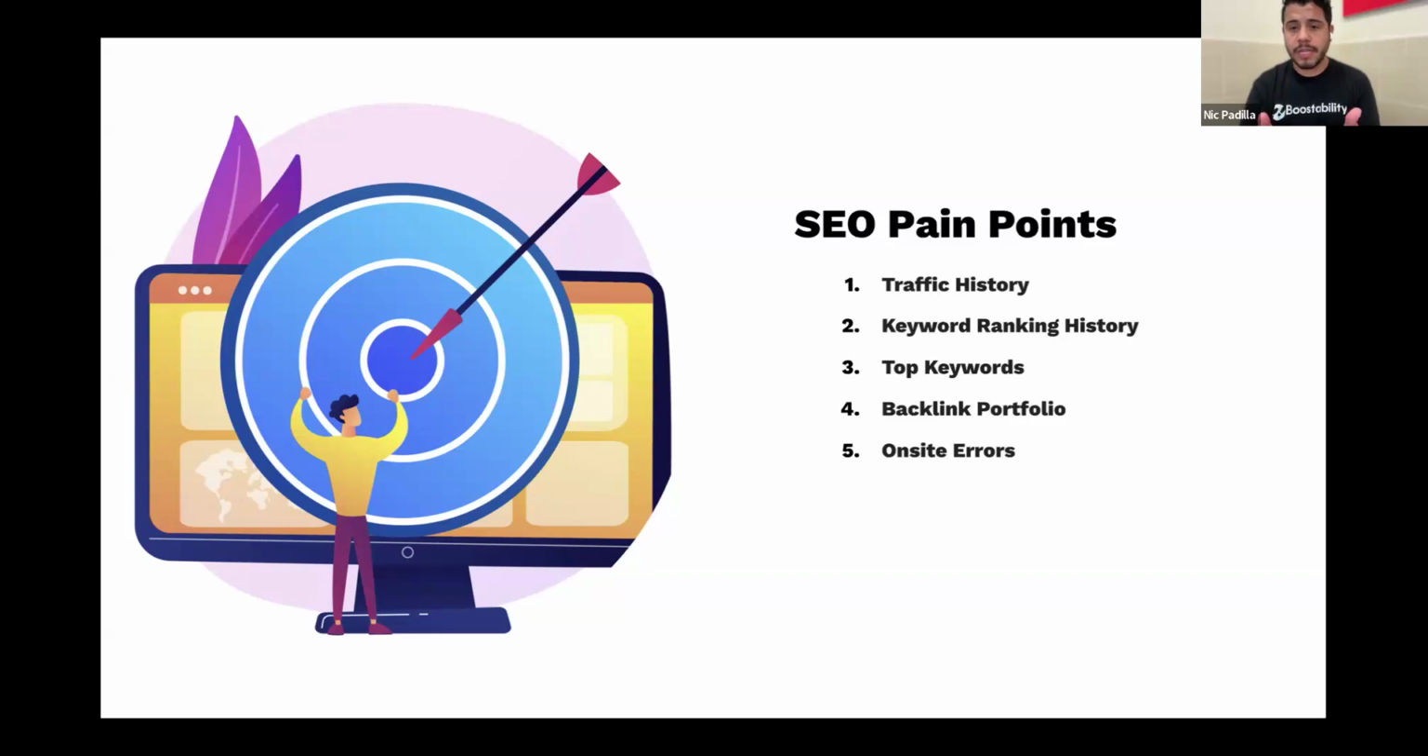The pain points that he's looking for are traffic history. Is there a way to see that that customer was doing really well and then it went down, or they never really grew at all? We're going to talk with Gus about that. Keyword ranking history, exact same thing, right? Were they ranking for keywords and they're no longer ranking for them? Or are we starting off from zero?